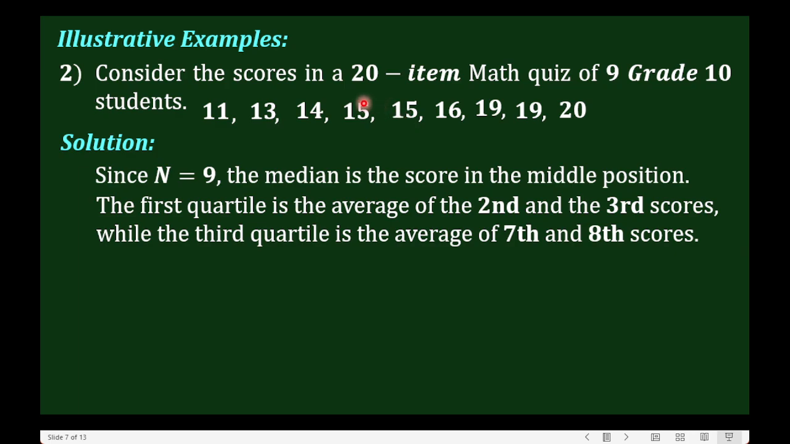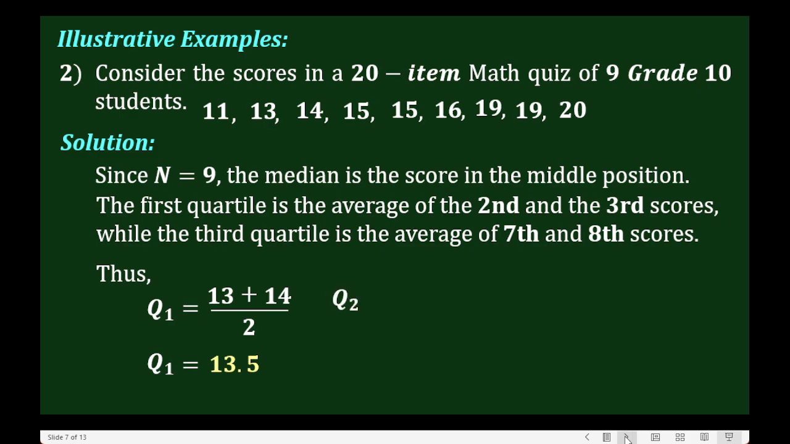And on the left side of the median, we have 4 scores. Now, to get the median of these 4 scores, we take the second and the third position, which is 13 and 14. We get their average. And that will serve as our Q sub 1, or quartile 1, or the lower quartile. So 13 plus 14 over 2 is equal to 13.5. That is your Q sub 1.